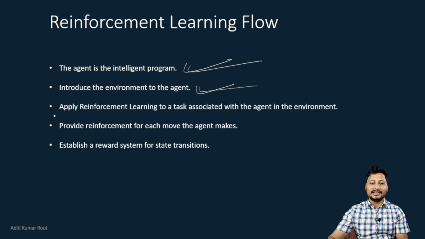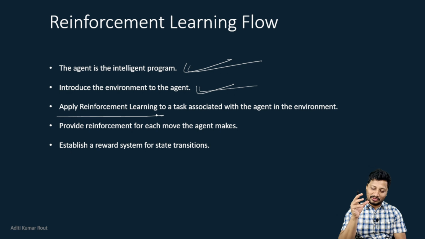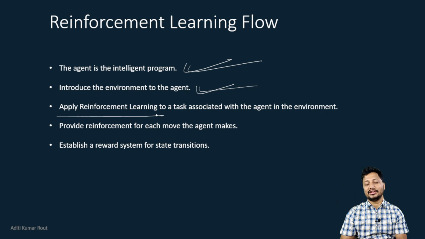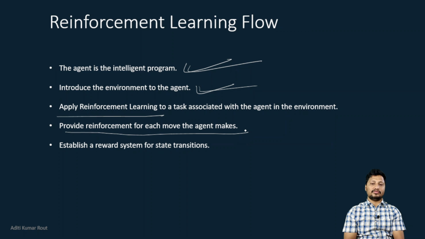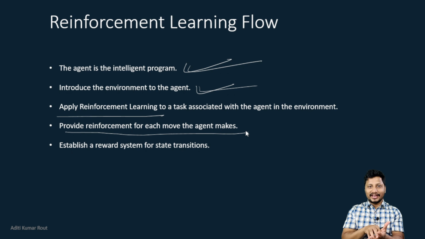The third point here is to apply reinforcement learning to a task associated with the agent in the environment, especially towards an objective, right, a target. Towards the target or the objective, the agent will start exploring the environment. Then provide reinforcement for each move of the agent. Whatever steps the agent is moving, we need to get a reinforcement, or I can say the latest update with respect to your reward or learning as compared to previous, right? It basically works on a trial and action basis, right?